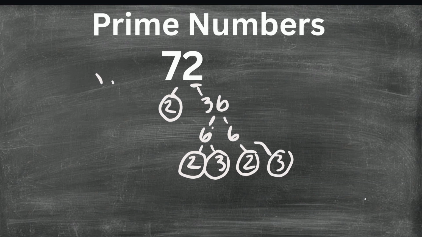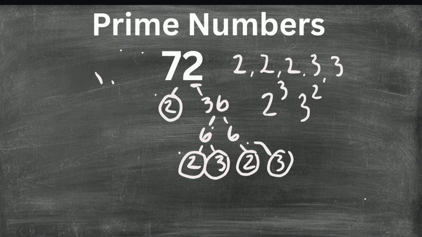So they are 2, 2, another 2, and then a 3 and a 3. And if you'd like it in exponential form, you can go 2 cubed, 3 squared. So there we go. They're the prime numbers of 72.